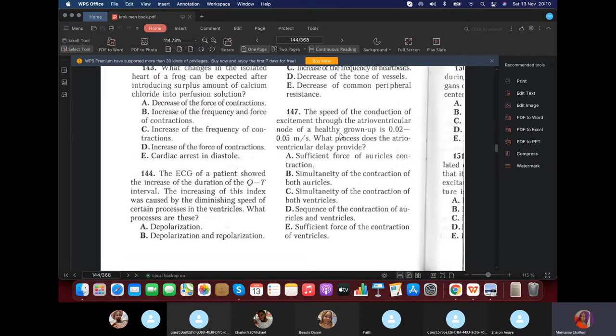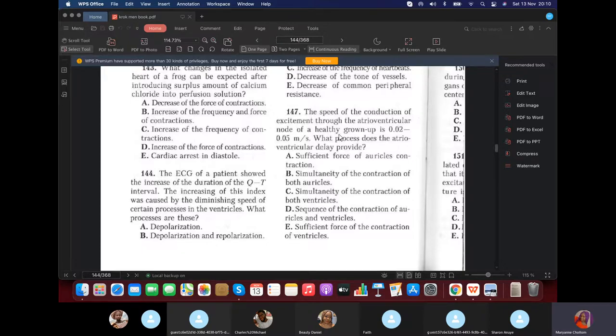The speed of conduction of excitement through the atrioventricular node of a healthy person is 0.02 to 0.05. So I didn't explain it because I told you there's a normal duration. We do this in pathophysiology. I have a very beautiful presentation. You're going to love all those heart blocks, Wolff-Parkinson-White syndrome. You're going to love it. But this is the normal.